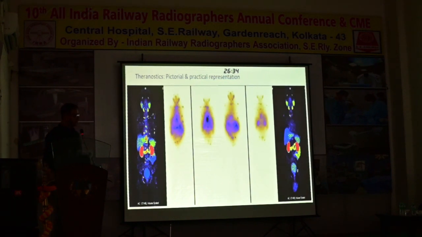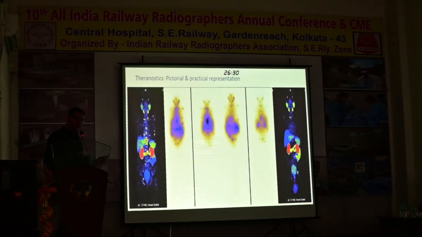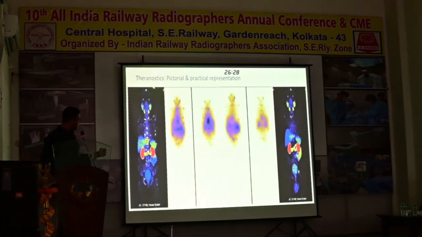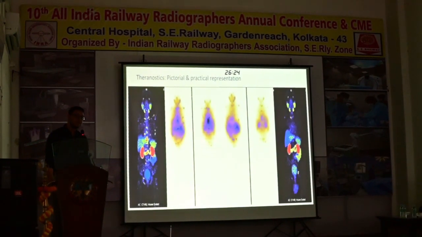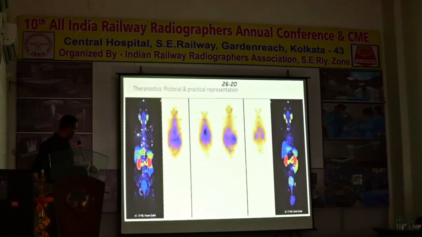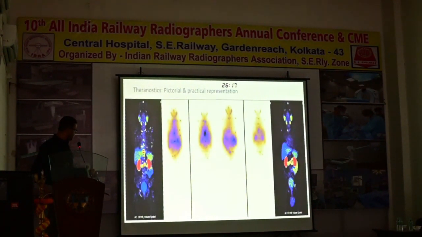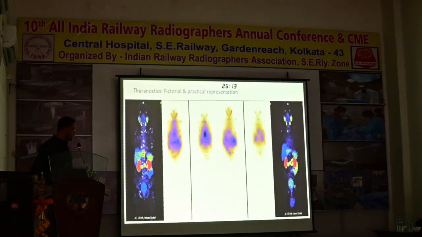Now this is the pictorial representation, or practical I will say, wherein this is the baseline PET CT scan of a prostate cancer patient, where we are seeing all these areas. Those are metastatic areas. These red areas are metastatic areas in the body. With this PET scan, we have mapped the disease burden, the tumor burden, the metastatic burden inside the body.